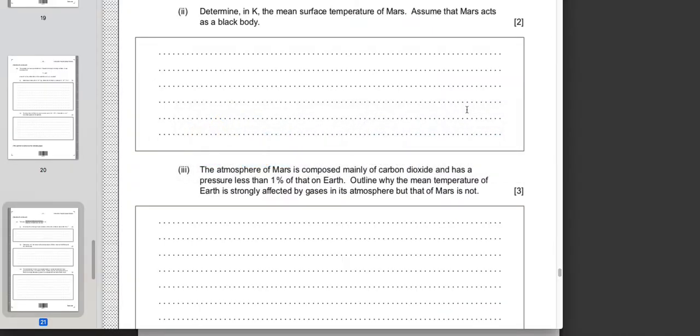Okay, there's one more. The atmosphere of Mars is composed mainly of carbon dioxide and has a pressure less than 1%. Outline why the mean temperature of Earth is strongly affected by gases in its atmosphere, but Mars is not. Okay, so you have to refer to the greenhouse effect. You have to describe what the greenhouse effect is.